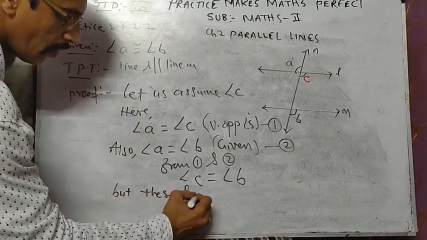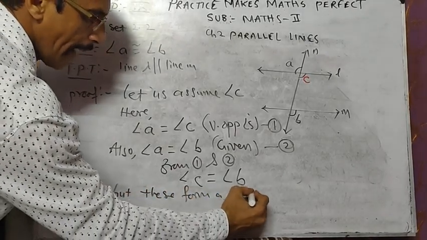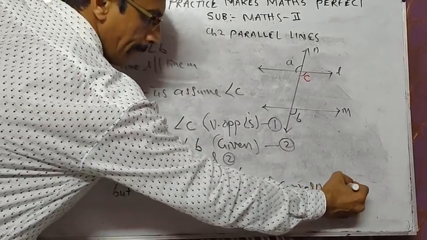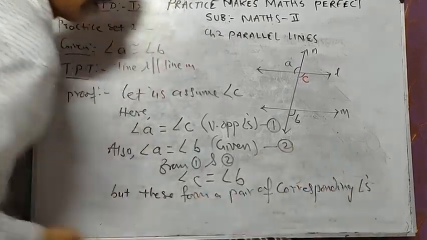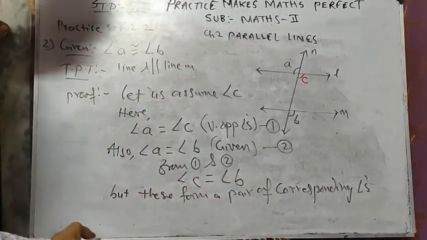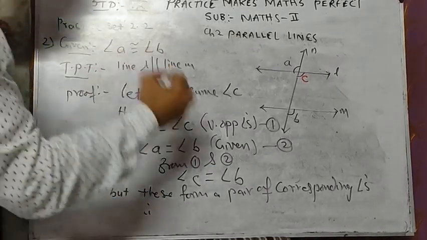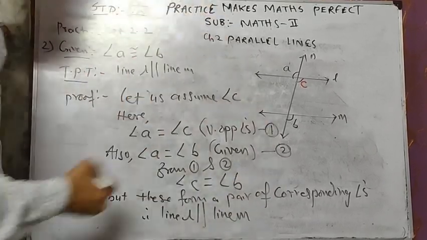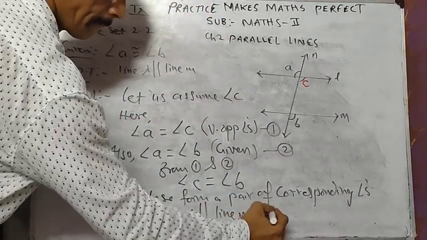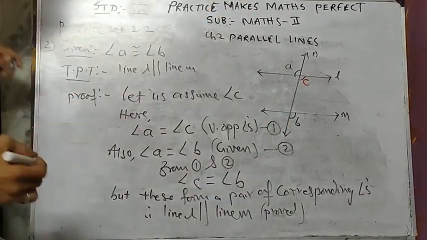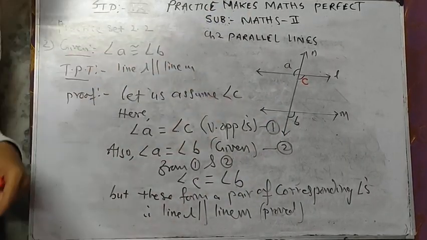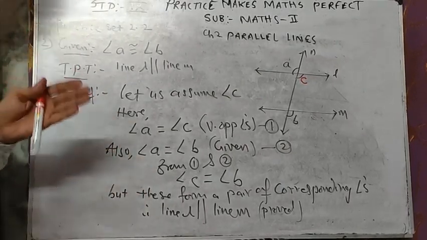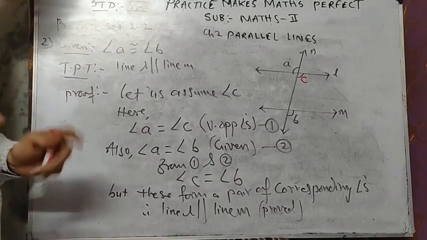but these form a pair of corresponding angles, and therefore line L is parallel to line M. Proof. Okay, they form a pair of corresponding angles, and that is why we got line L is parallel to line M. You know, all of you, corresponding angles are equal, they are congruent.